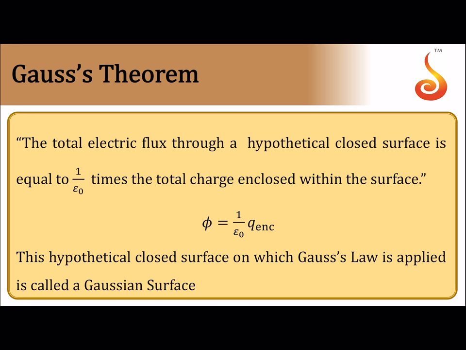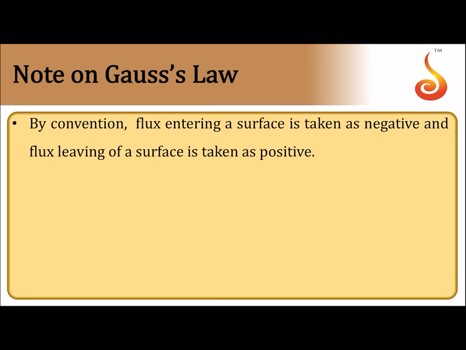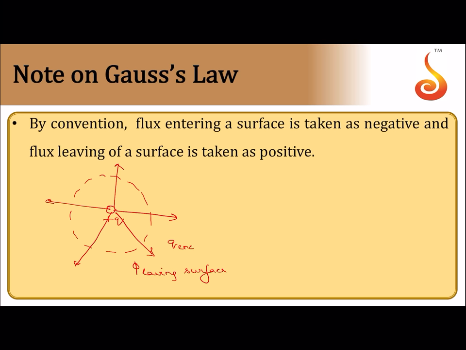And what is Gauss's law? The flux through the surface is equal to Q enclosed by epsilon naught. Wonderful. So let's apply Gauss's law to a few examples, with a few points to note. By convention, flux entering a surface is taken as negative and flux leaving the surface is taken as positive. Why? Suppose I have a positive charge Q and I take a Gaussian surface over here. The flux lines will be leaving or entering? The flux lines are leaving. Phi is leaving the surface. And is your Q enclosed positive or negative? It is plus Q. Therefore, phi leaving the surface is positive.